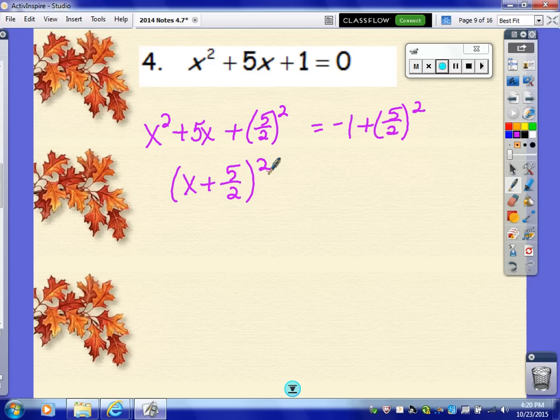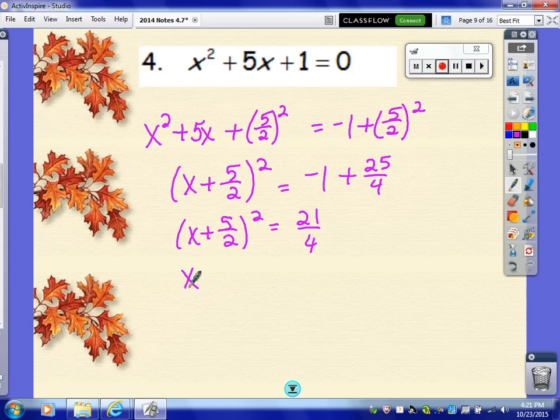All right. Now you can't change this to 2x plus 5, because we didn't have a lead coefficient to start off with a 2. You have to leave it like this. All right, on this side, I get -1 plus 25 fourths. So let's clean up a little bit, do that fraction. It's going to be 21 fourths.